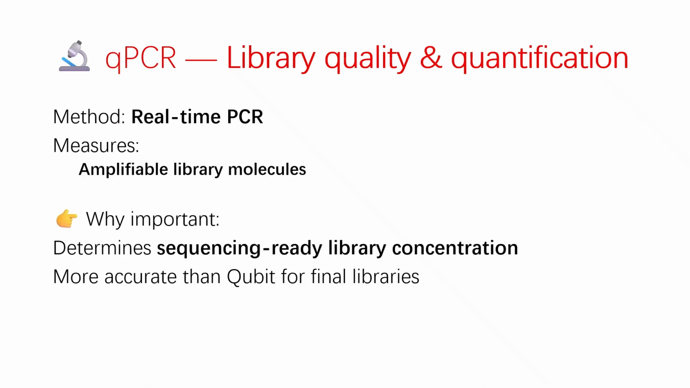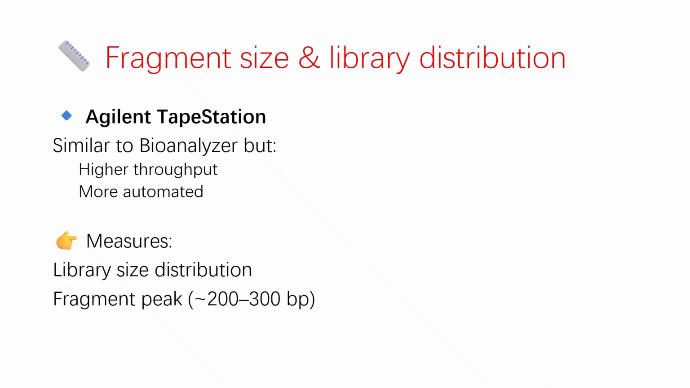qPCR is used for library quality and accurate quantification. Unlike general concentration methods, qPCR measures only amplifiable DNA, which is what actually matters for sequencing. It also helps detect issues like adapter dimers or poor library complexity. By giving you a precise estimate of usable library molecules, qPCR ensures optimal loading onto the sequencer and improves overall data quality.